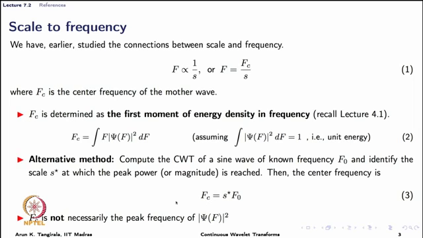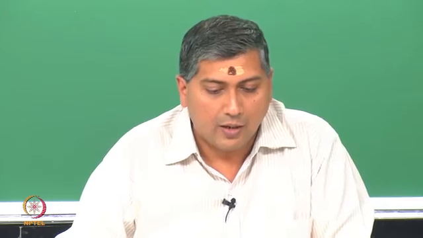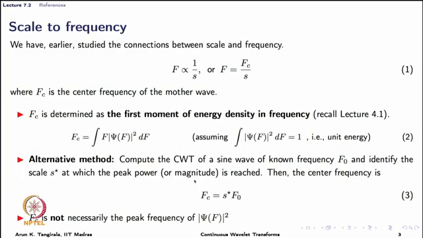In passing, however, I want to point out that the center frequency is not the peak at which the wavelet spectrum reaches a peak. It is not the frequency at which the wavelet energy spectrum reaches a peak. Very often these two concepts are confused. That is the one that we have just explained, where I am searching for the scale at which the CWT of a sine wave reaches a peak, versus where the energy spectral density of the wavelet reaches a peak.